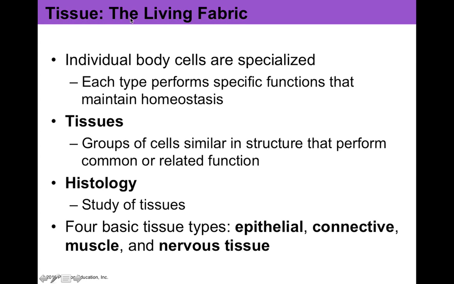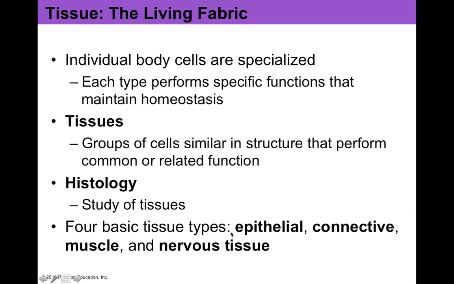Okay, so this video will be an introduction to the human body tissues. And remember, our body is made of lots of specialized cells that all have specific functions. And when these cells come together, they can form a tissue. So by definition, a tissue is basically a group of cells that are similar in structure and then perform a common or related function. And the study of tissues is called histology. In fact, the root histo means tissue.